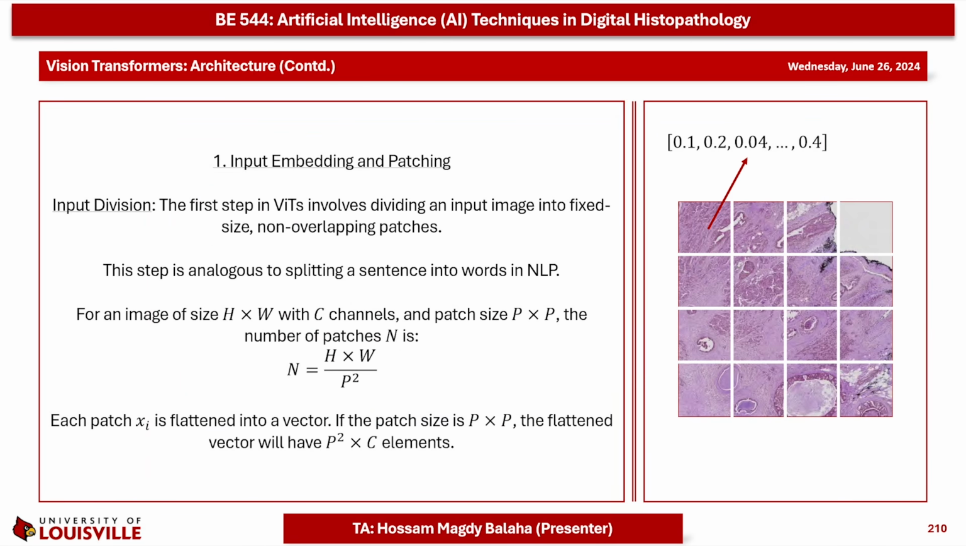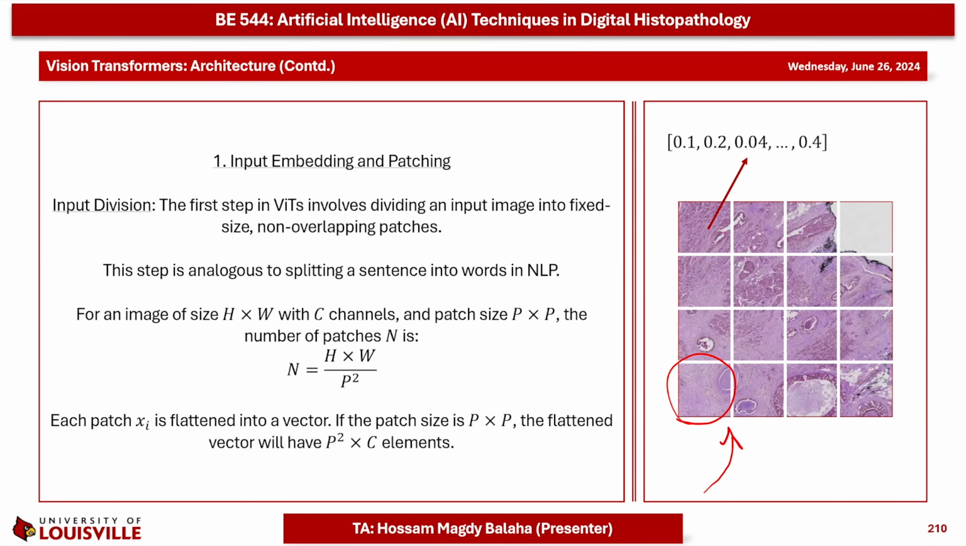In the first step, vision transformers divide the input image into fixed-size and non-overlapping patches. So if we have an image like that, the vision transformer will split it into smaller patches. This is similar to splitting a sentence into words in natural language processing. As mentioned, vision transformers inherit the concept of the original and traditional transformers.